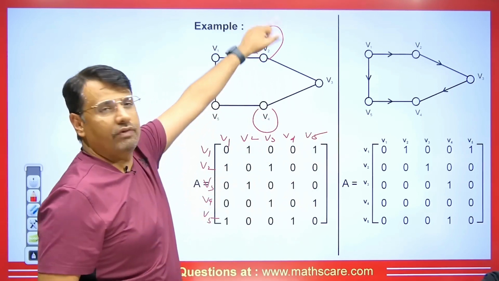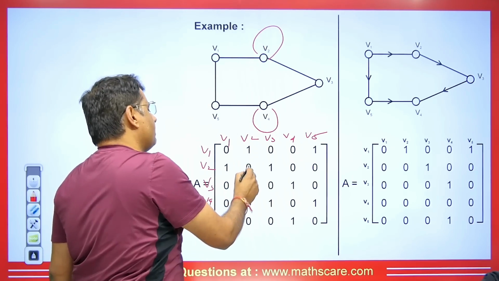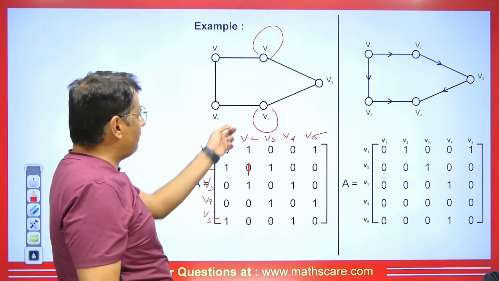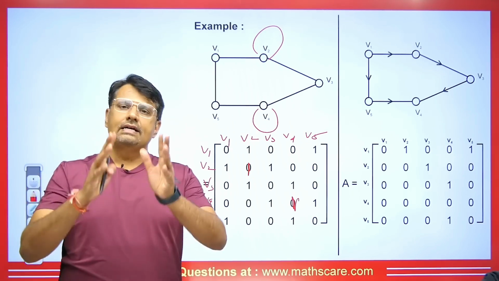See, V2 is going to itself. So if we have it going to itself, then in that case, it will become 1. If we talk about V4, it's going to itself. What will we get here? We will have 1. You need to pay attention to this.